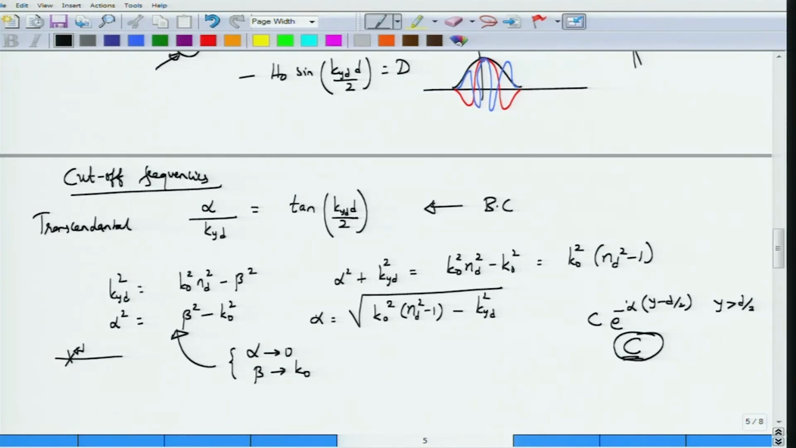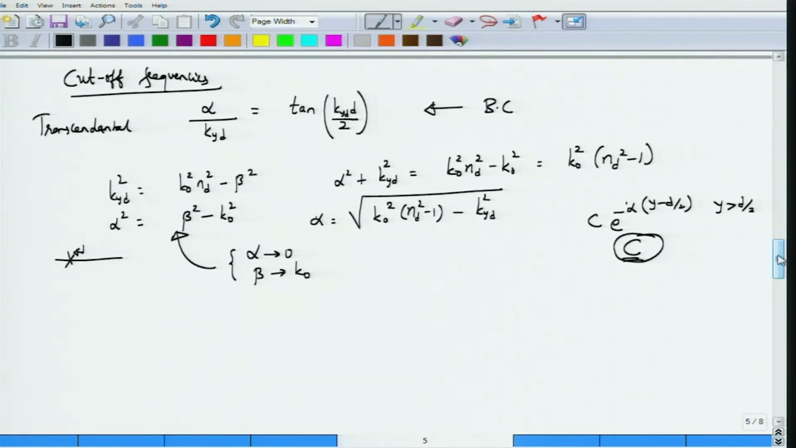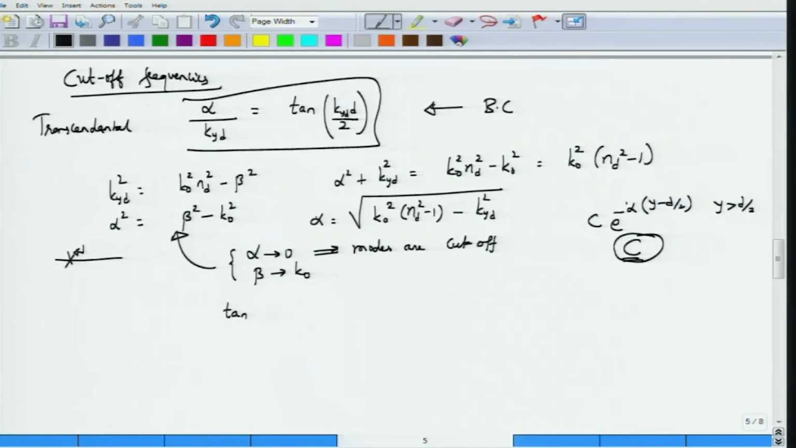Similarly, if you go to the bottom surface at the substrate region, you can see the same condition. So alpha going to 0 implies modes are being cut off. This is a situation where the waves are cutting off, and since I know the relationship between alpha and kyd, as alpha goes to 0, the solution can only happen when kyd d by 2 would go to 0 or the integer multiples, right.